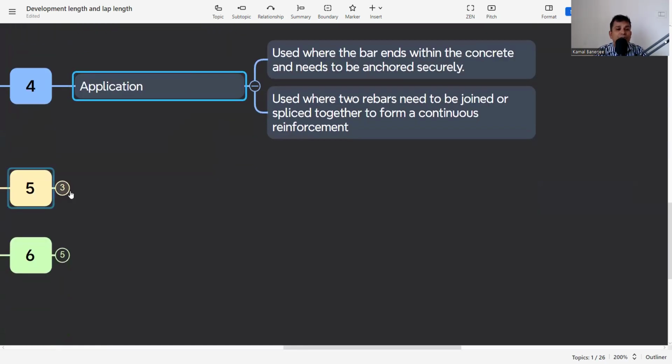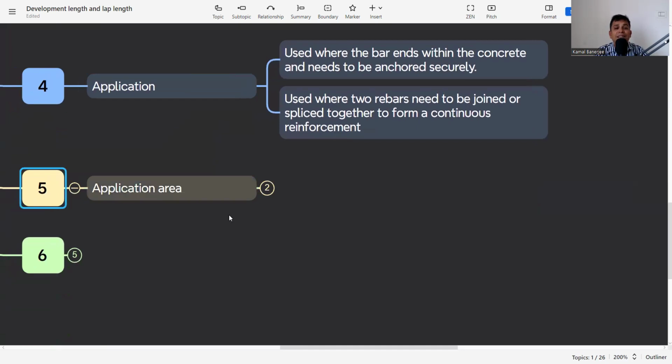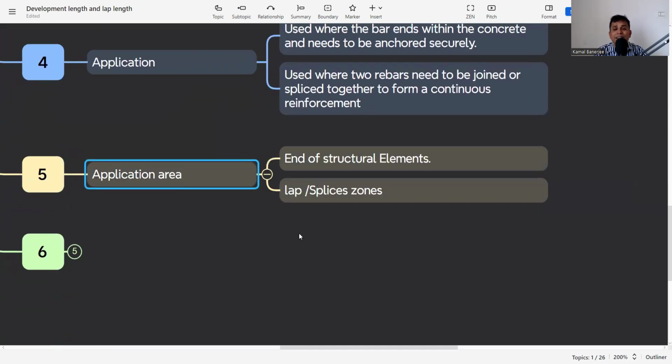The next point is the application area, which I already discussed: the end of structural members, or the lap and splice zone. Now here is a catch. What is the lap and splice zone? The development length is when the member is ending and transferring the load to another member, whatever the length required. Then the lap and splice is from one bar to another bar.